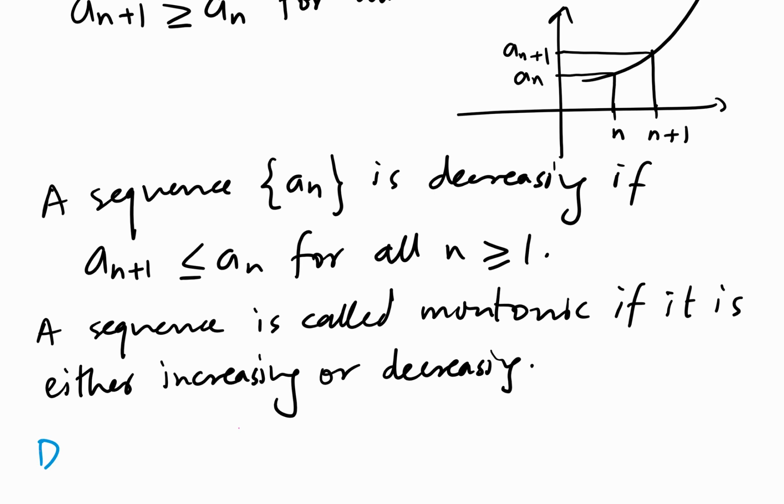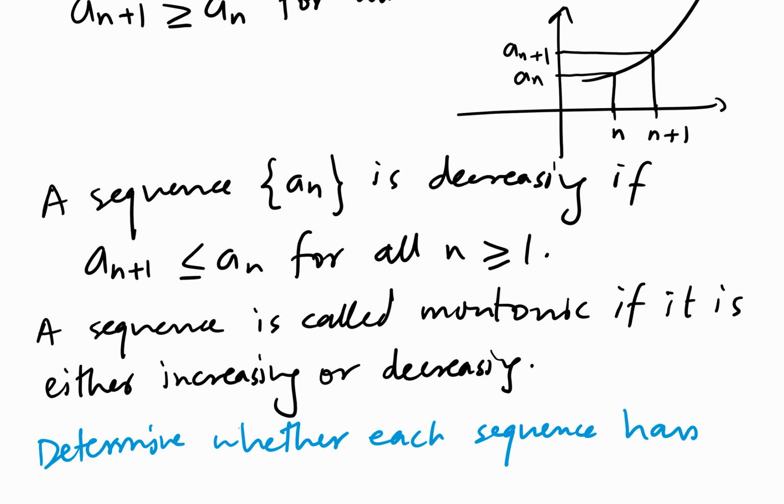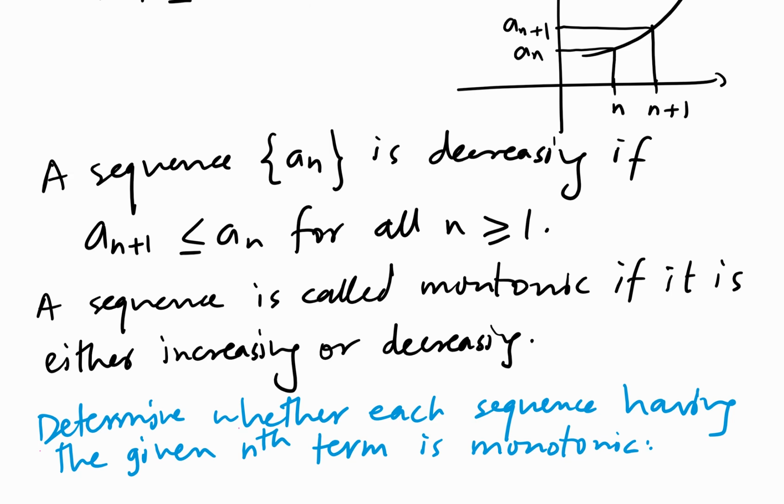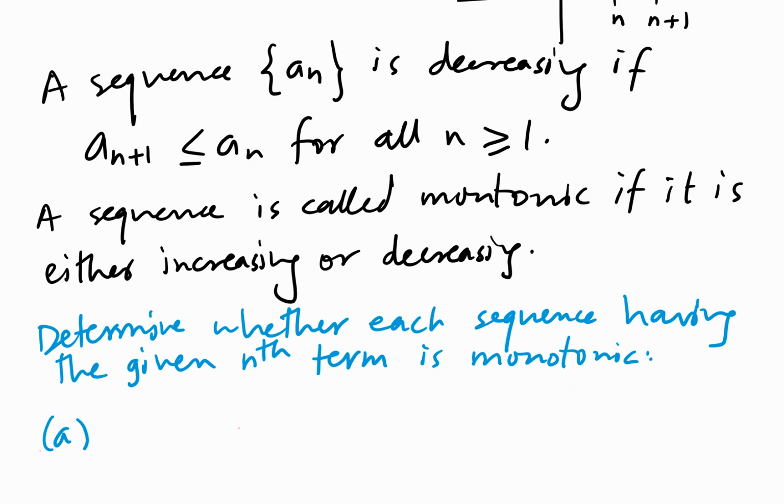To practice on this, determine whether each sequence having the given nth term is monotonic. Part A. a_n equals 3 plus negative 1 to the n power. Is this sequence monotonic? Think about it for 1 minute.